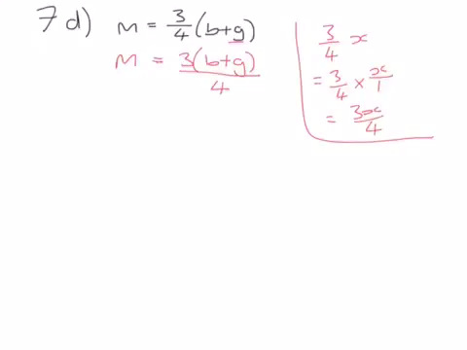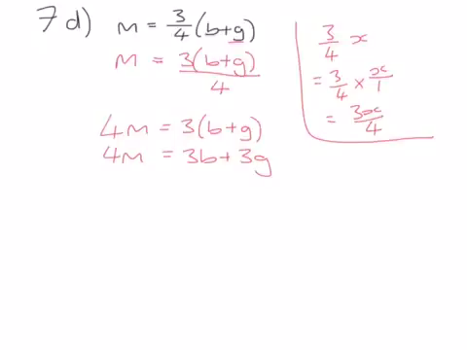So what we want to do now is get rid of that denominator. If we want to get rid of that denominator on the right hand side, then we have to multiply by the 4 on both sides. So if we multiply by 4, we'll get 4m is equal to 3 times the bracket b plus g. Now we're still looking to get the g as the subject of the formula. So to do that, we have to expand the brackets. If the wanted subject is inside the brackets, we have to expand the brackets to get rid of it. So to expand the brackets, we'll have 4m is equal to 3b plus 3g.